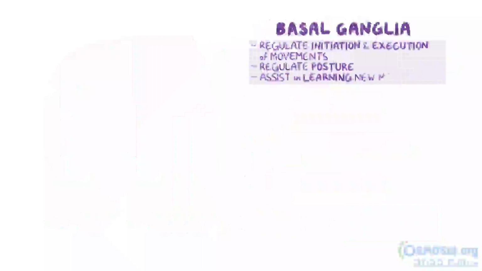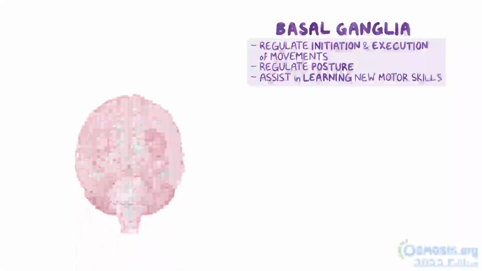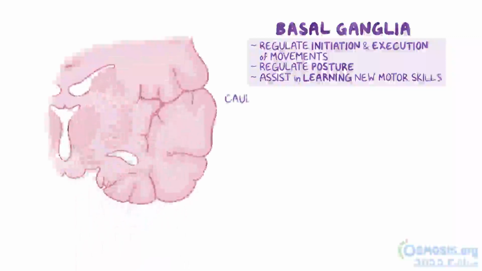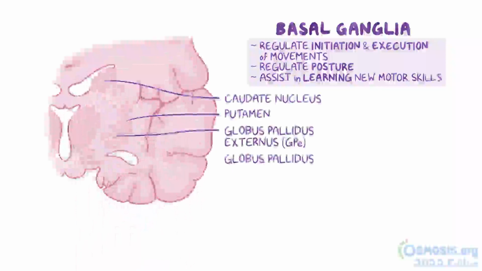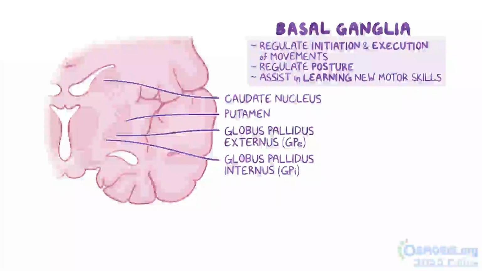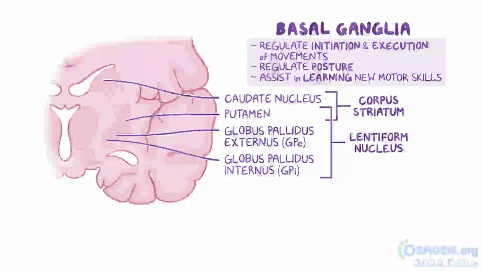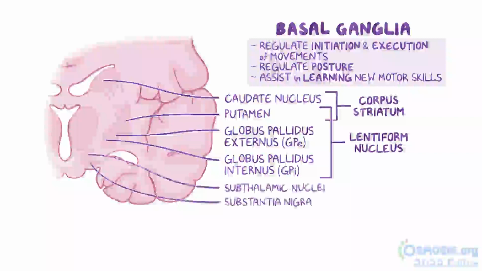Alright, as a quick recap, the basal ganglia regulate initiation and execution of movements, regulate posture, and assist in learning new motor skills. They're found deep within the white matter of the cerebrum and consist of the caudate nucleus, the putamen, the globus pallidus externus, and the globus pallidus internus. The caudate nucleus and putamen are sometimes referred to as a corpus striatum, while the putamen, globus pallidus externus, and internus are sometimes referred to as a lentiform nucleus. The basal ganglia are closely related to the substantia nigra of the midbrain and the subthalamic nuclei of the diencephalon.